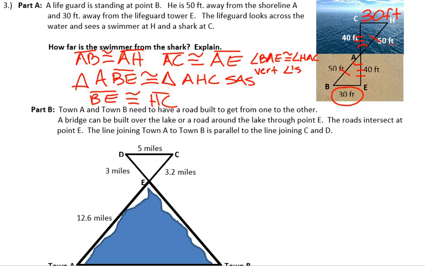That's how far the swimmer was from the shark. Part B says town A and town B need to have a road built to get from one to the other. A bridge can be built over the lake or a road around the lake through point E. The road intersects point E. The line joining town A to town B is parallel to the line joining C and D.